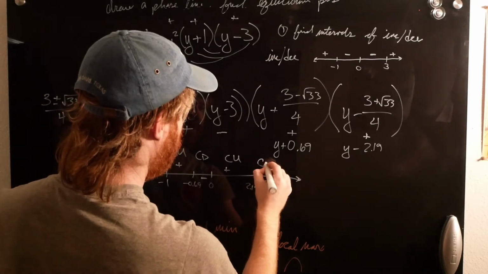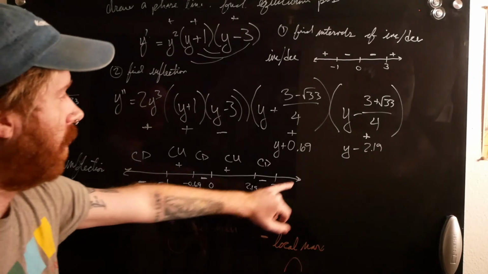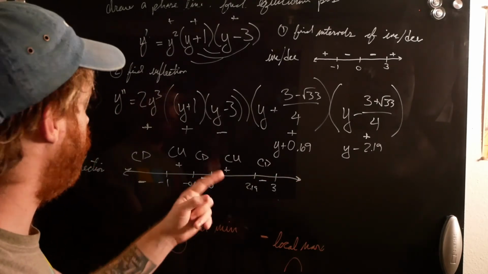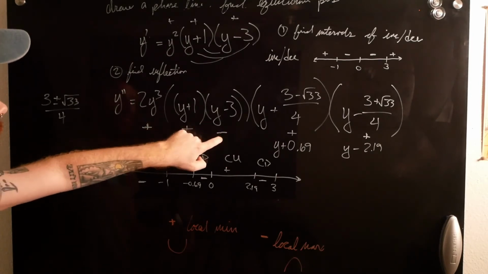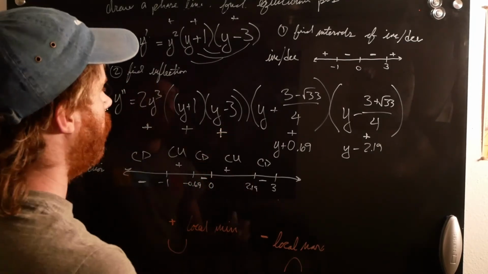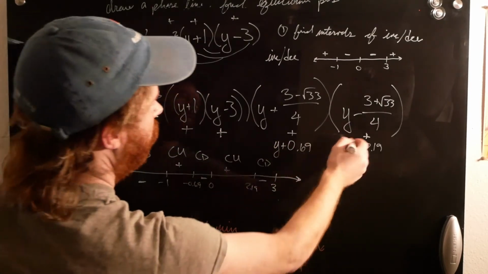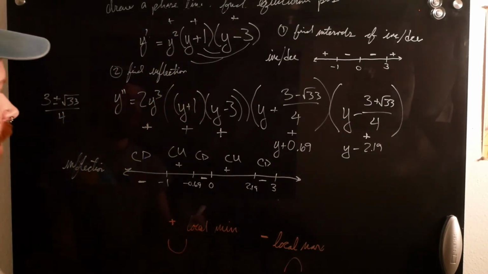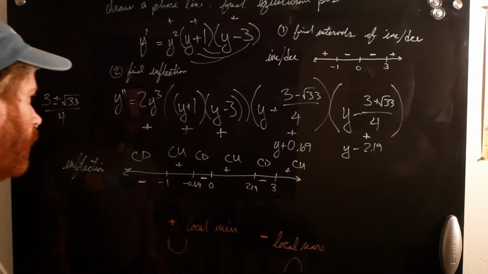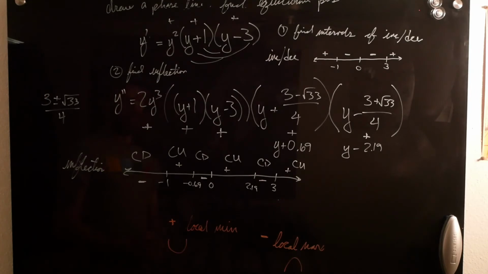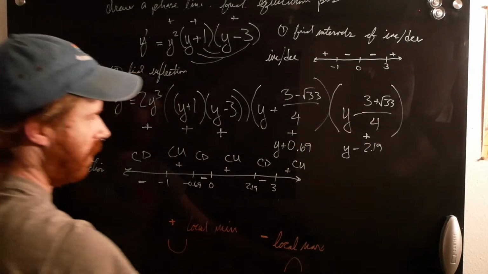So negative, concave down, and then 3 on, so we'll use 4, right? 3 to infinity, we'll use 4. Positive, positive, right? 4 plus 0.69, 4 minus 2.19, so we got a positive right here to finish it off, that is concave up. So now I'm going to erase this and copy this over here, and I'll start drawing the graph for you guys.